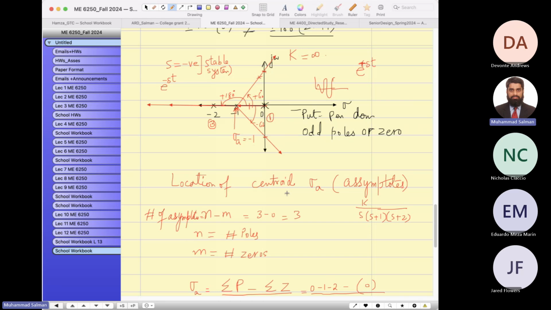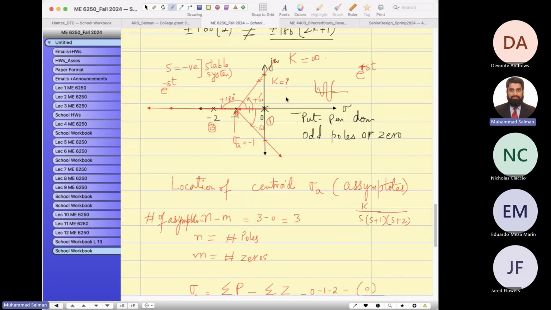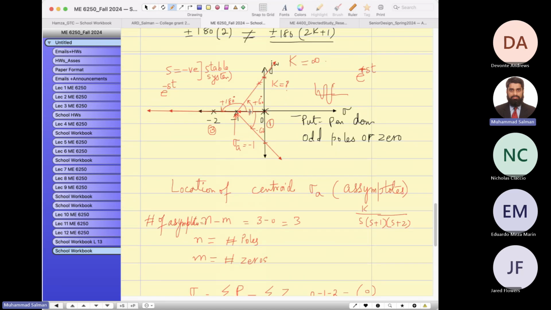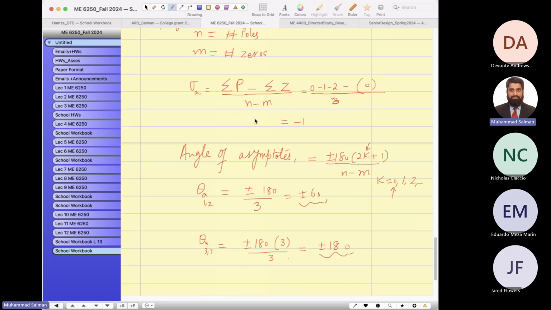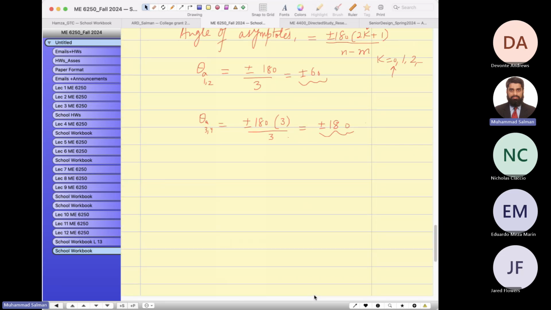So this is important. There can be a question: what is the gain value so that the system remains stable? The range, we can talk more about it. So let's do one more thing here. What is the breakaway point? Where will the poles break away somewhere in between this region? So the next small section in the root locus design is the breakaway point.